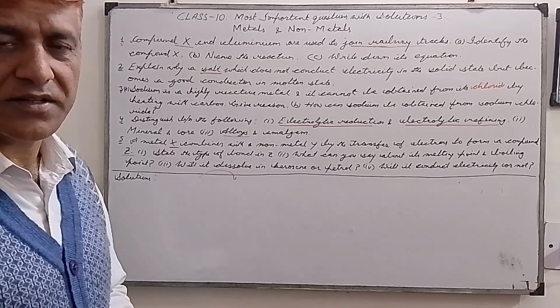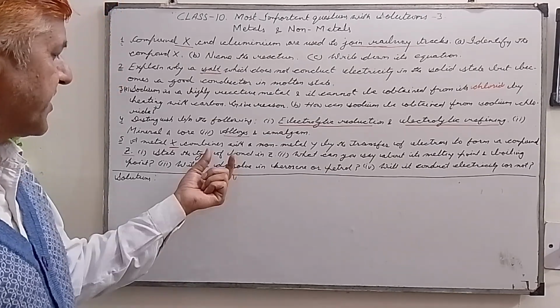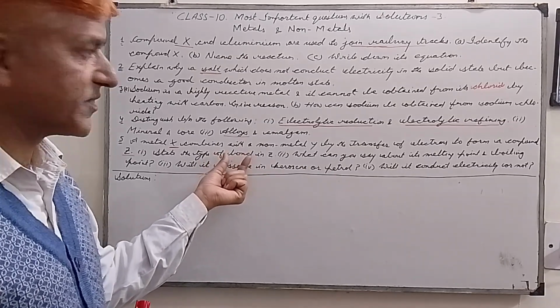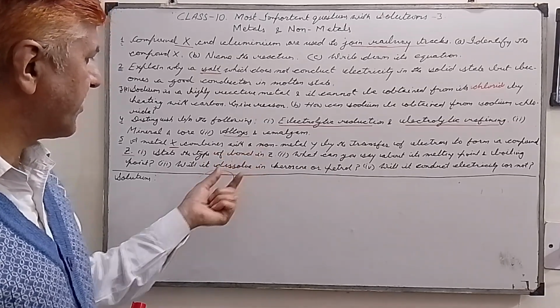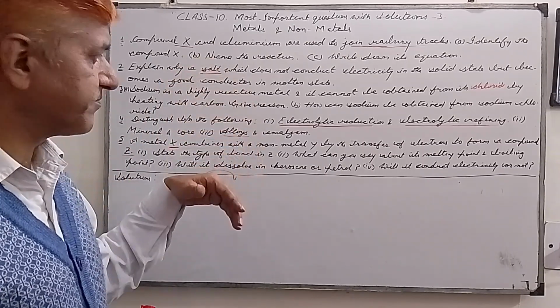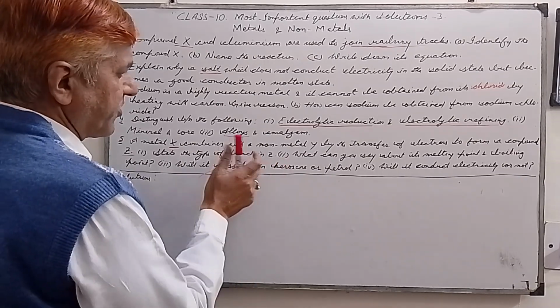So they are ionic. This is actually an ionic compound. So the bond in an ionic compound is an ionic bond, because ionic bonds are formed by taking and giving of electrons. So this is an ionic compound.